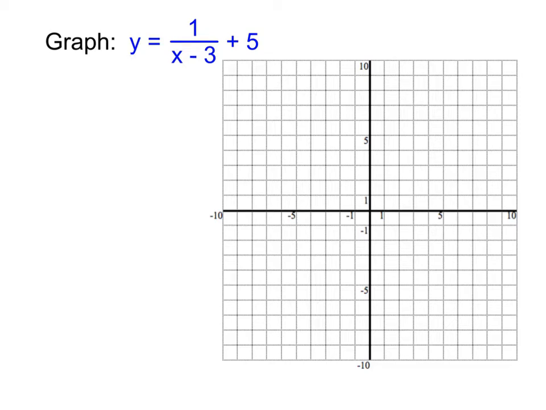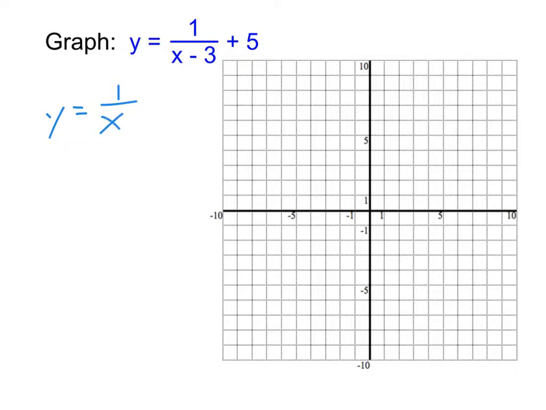So in order to graph this one, first remember what the parent function is. The parent function would be what would happen if we took out all the transformations. Well, that 3, that's a transformation. The 5, it's a transformation. My parent function here is just y equals 1 over x.